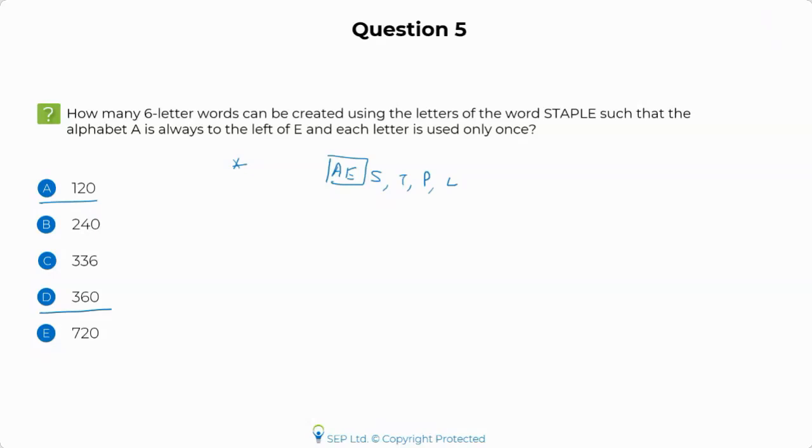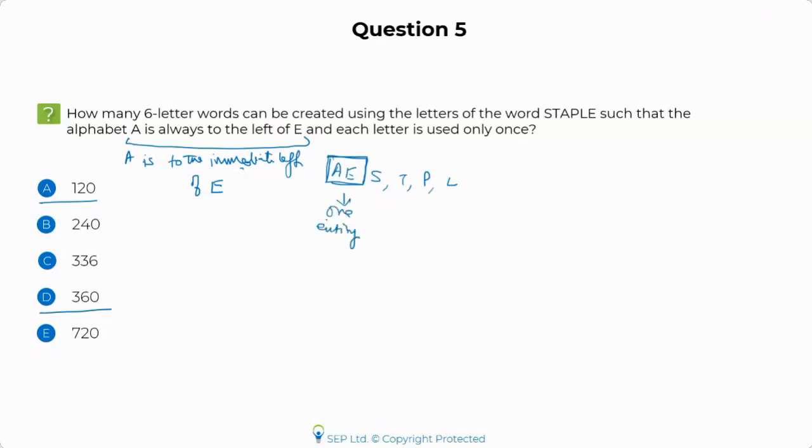So that's the reason I gave this question, because I think this is the confusion that most of you face. I want to clear this: you need to understand the difference between A is always to the left of E and A is always to the immediate left of E. There is a difference between these two. The moment I say that A is to the immediate left of E, then A and E need to be together like this. You need to treat them as one entity.